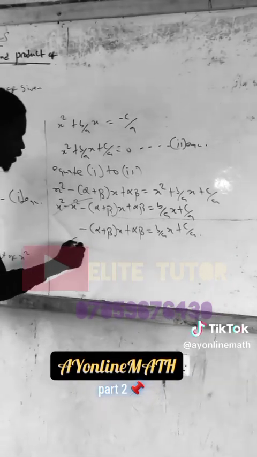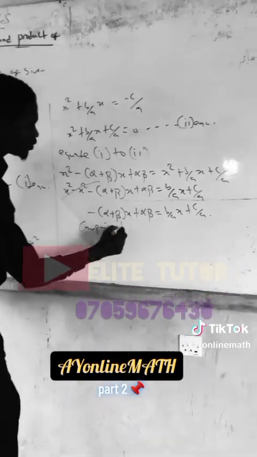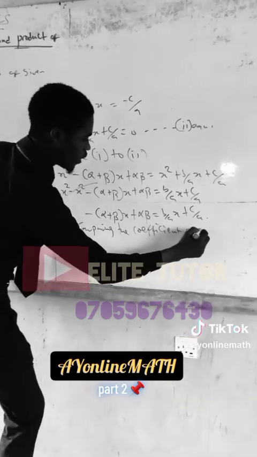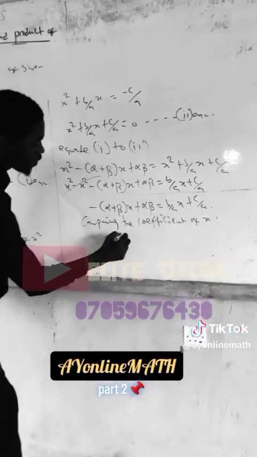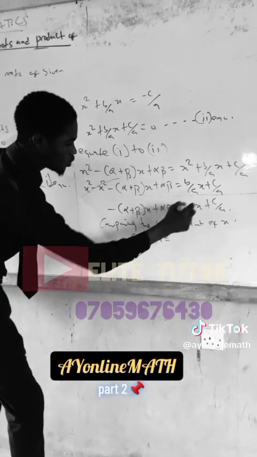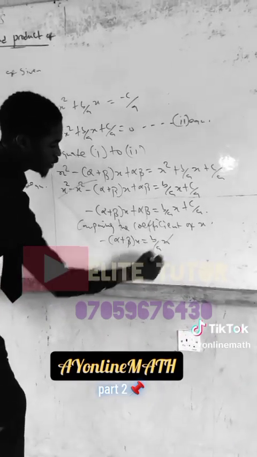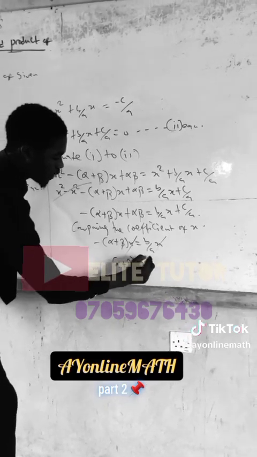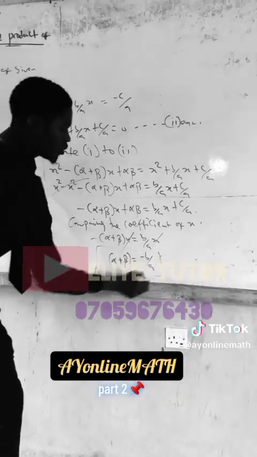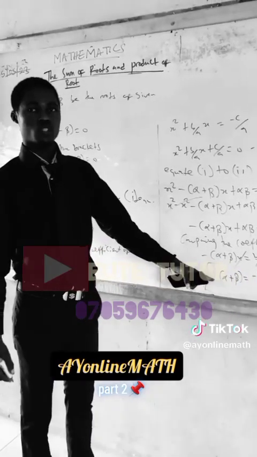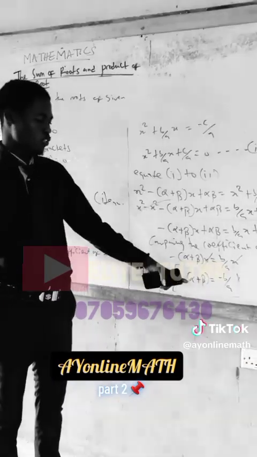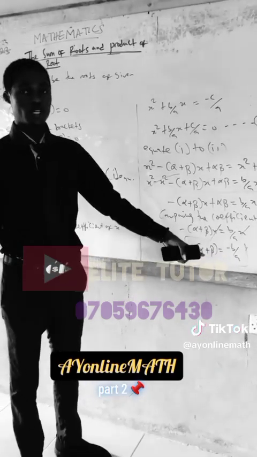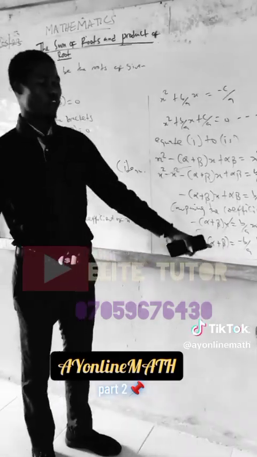Now, when I say comparing the coefficients, the coefficient of x: we now have alpha plus beta, times x, equals b over a x. Then x cancels x, so we are left with alpha plus beta equals minus b over a. I'm very sure that the majority of you are familiar with this. Our sum of roots is always minus b over a. Majority of you are familiar with that, but you don't know how it comes about. That is why I'm showing the derivation of how we come about that.